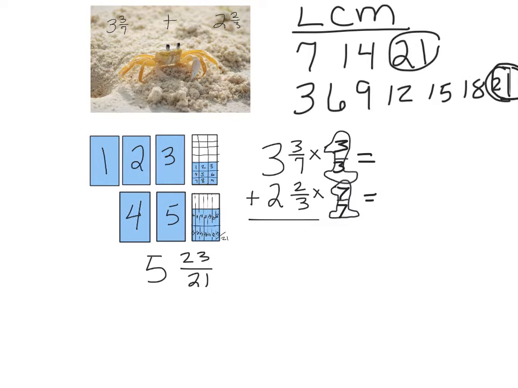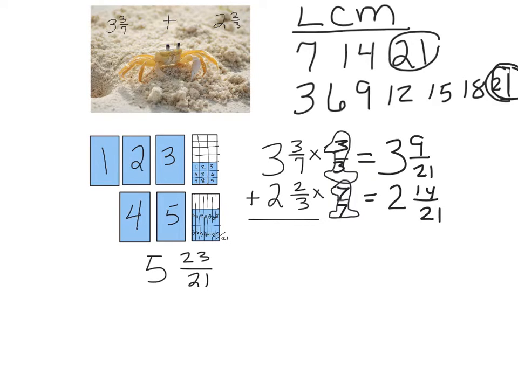3 times 1 is going to give me 3. And then 3 times 3 is going to give me 9. And 7 times 3 will give me 21. Now down here, I've got 2 times this giant 1 is going to give me 2. And then 2 times 7 is going to give me 14. And 7 times 3 right here is going to give me 21 once again.